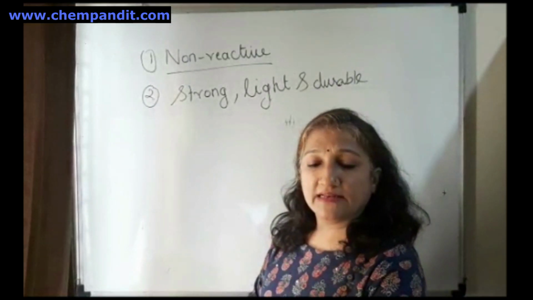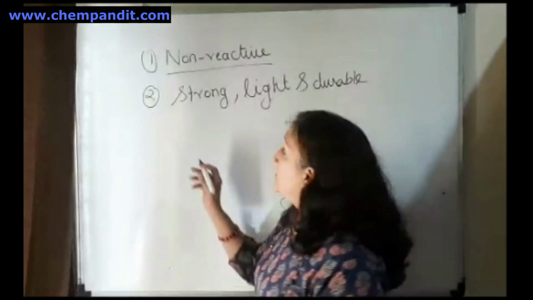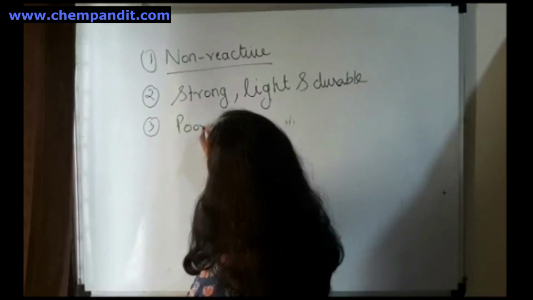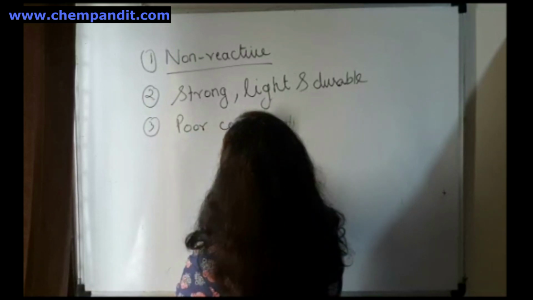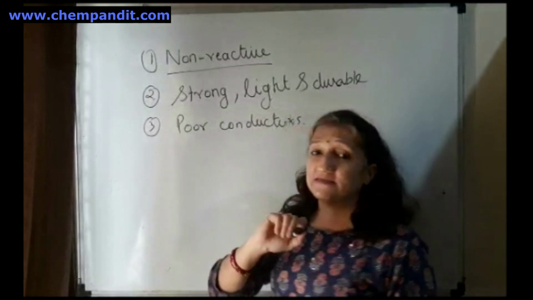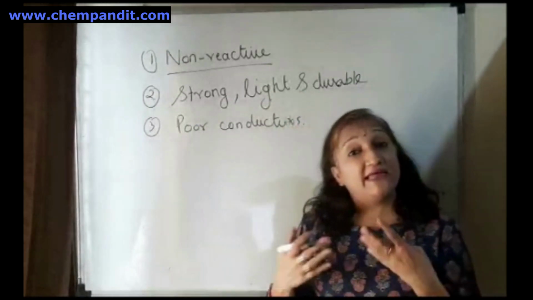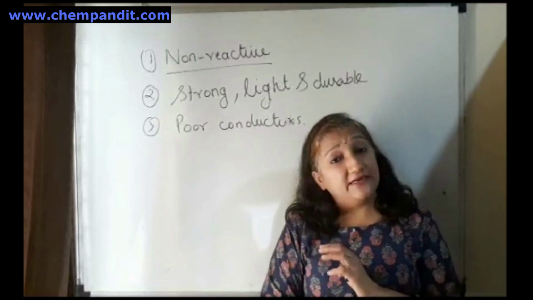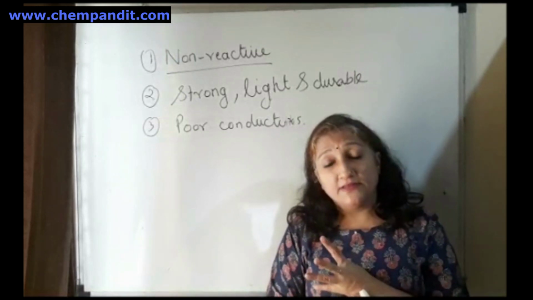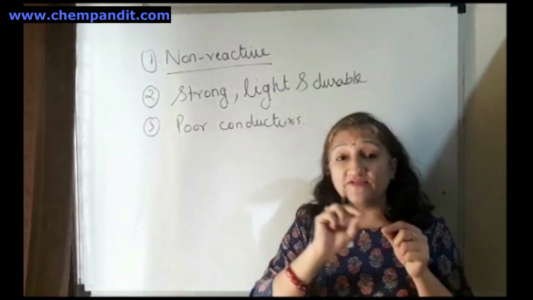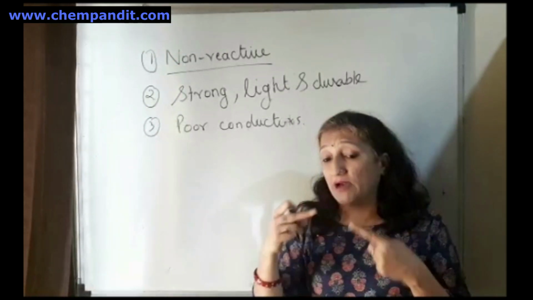Then the next property is plastics are poor conductors. Basically, plastics are poor conductors of heat and electricity. So that again makes it a very usable material. It is used in electrical switches, and in making plastic covering of electric wires.